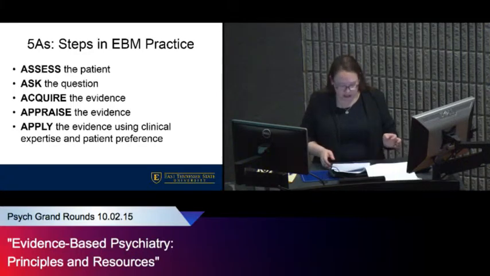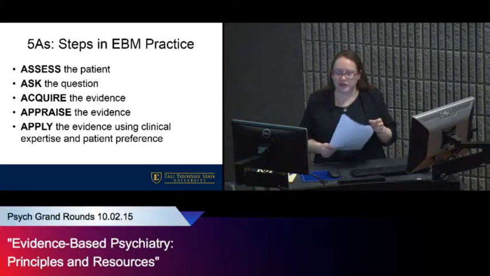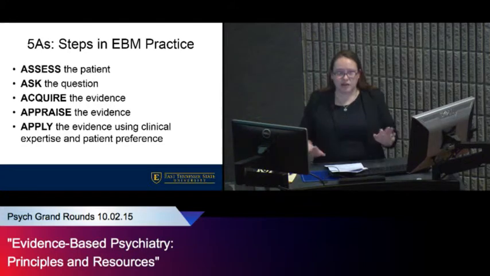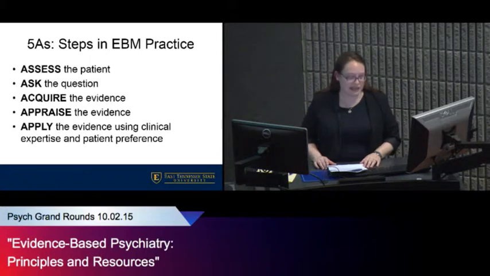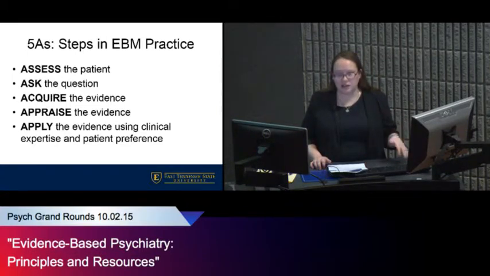So there are generally 5 steps for evidence-based practice, and there are mnemonics for a lot of this stuff, which I think helps. It's generally considered the 5 A's of evidence-based practice. You assess the patient, you ask the question, acquire the evidence, appraise the evidence, and apply it using your clinical expertise and patient preference. We're going to focus today, for the most part, on asking the question and acquiring and appraising the evidence.